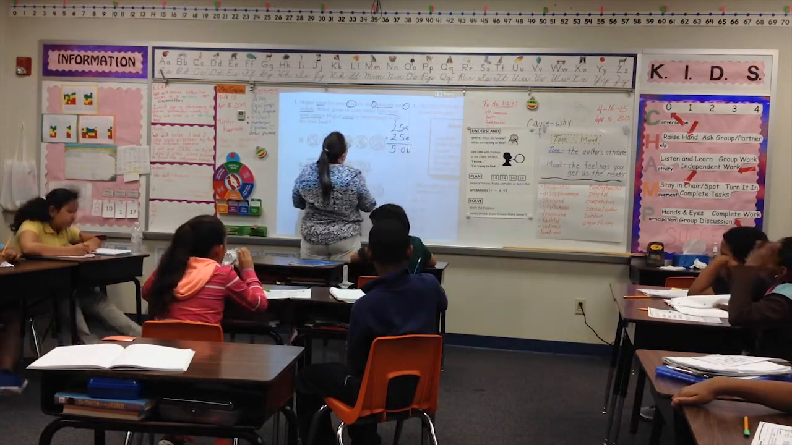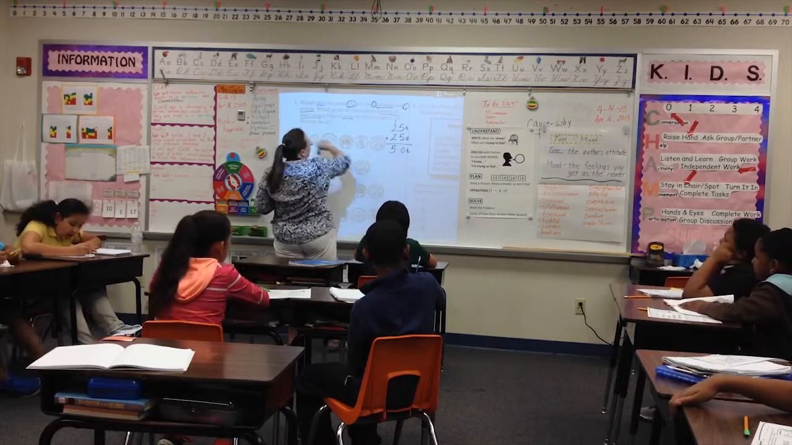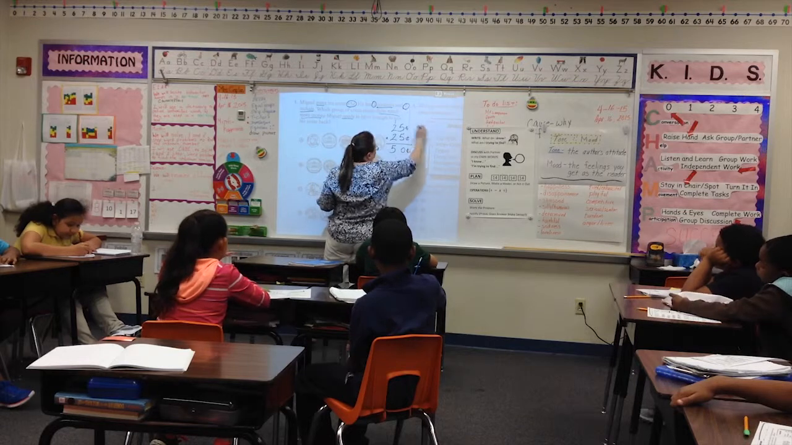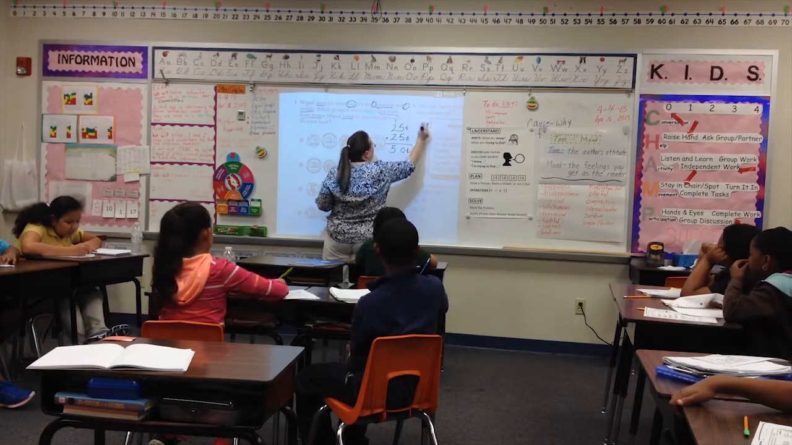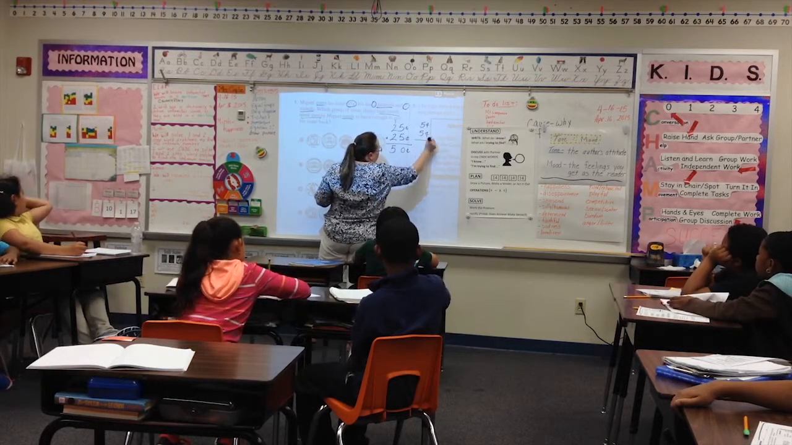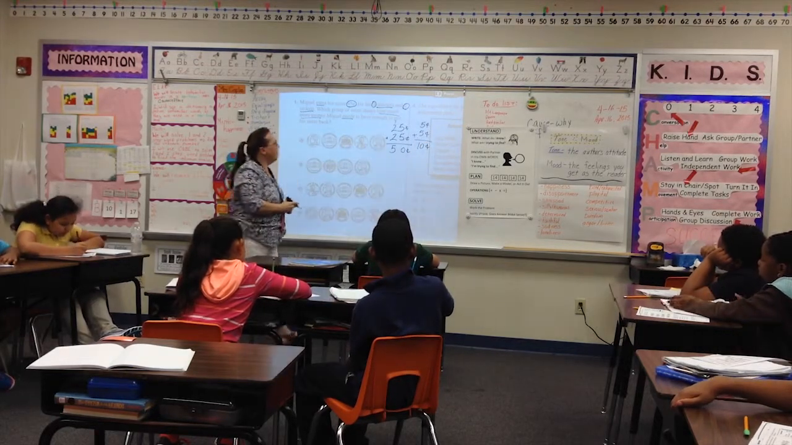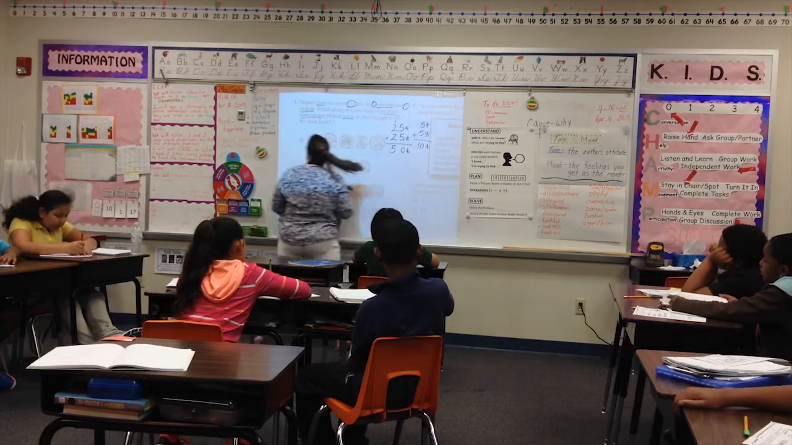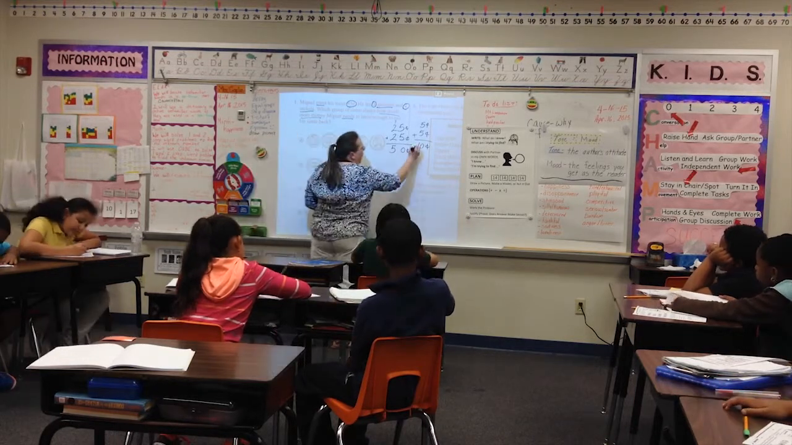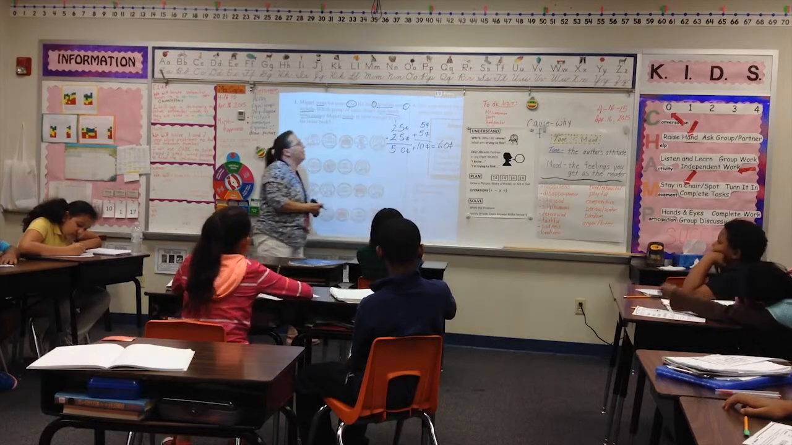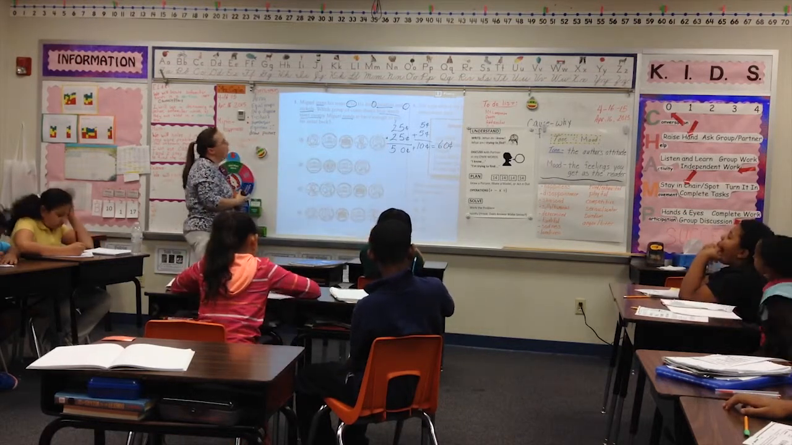So he has 50 cents for a quarter, and then I know that he has 2 nickels, which is 10 cents, because 5 cents and 5 cents is 10 cents. But I'm not done yet. I still need to take my 50 cents and my 10 cents and add them together, and I know that when I do, I get 60 cents. So I know that he has 60 cents so far.